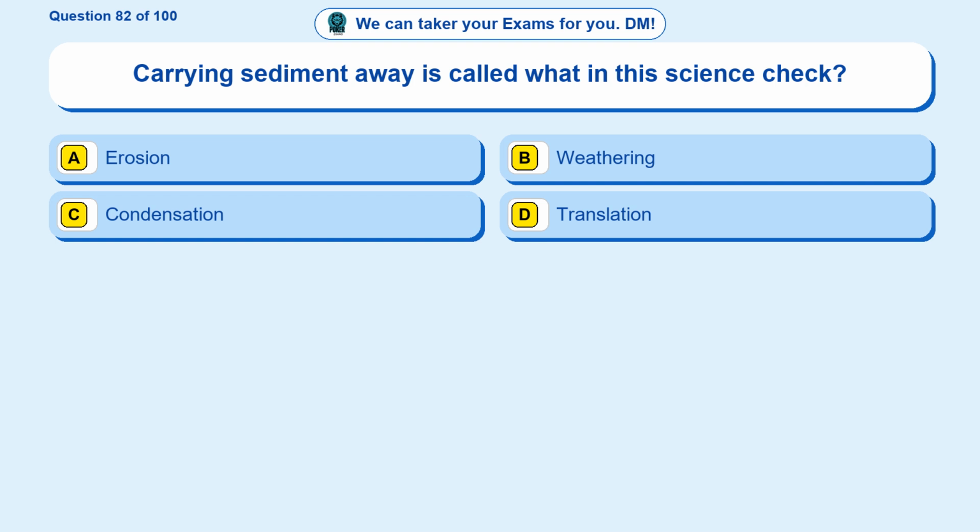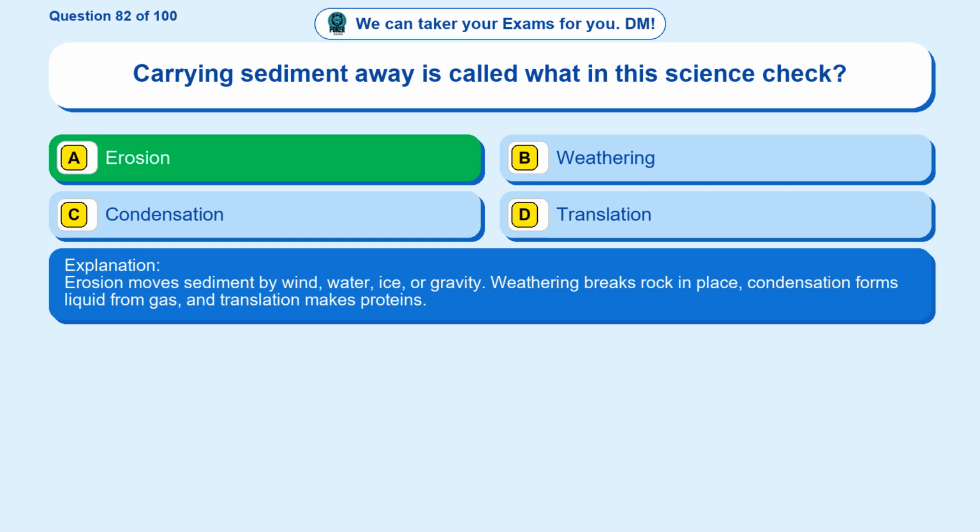Question 82. Carrying sediment away is called what in this science check? Option A, erosion. Option B, weathering. Option C, condensation. Option D, translation. The correct answer is option A, erosion. Erosion moves sediment by wind, water, ice, or gravity. Weathering breaks rock in place, condensation forms liquid from gas, and translation makes proteins.